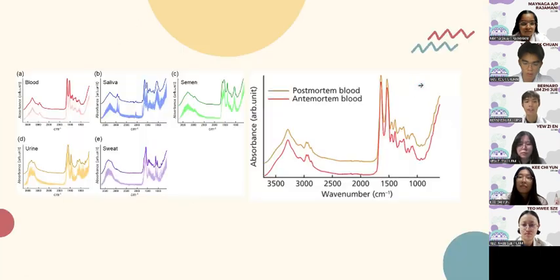Another example here: the first spectrum differentiates between different body fluids like blood, saliva, semen, urine, and sweat. And the second spectrum tells us what is postmortem blood and antemortem blood.